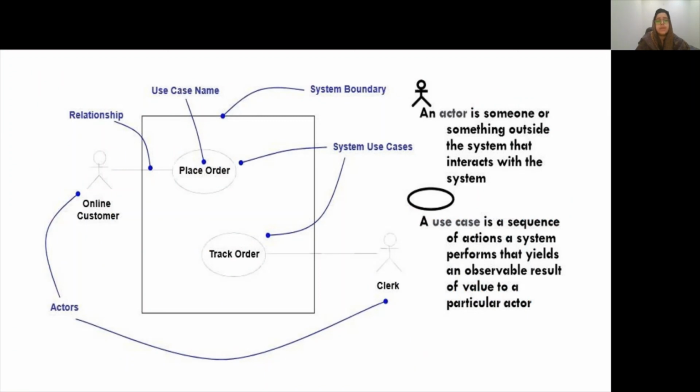Here we have a very brief use case diagram showing different components and their relations with one another. We have a system boundary shown by a rectangle. We have certain use cases such as place order, track order. We have actors such as the online customer, the clerk, and so on. And then we have associations between actors and the use cases from which we can infer that an online customer can place his own order and a clerk can track that particular order.